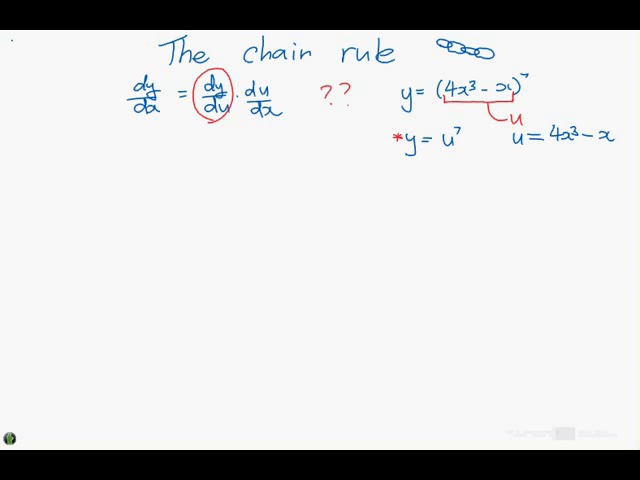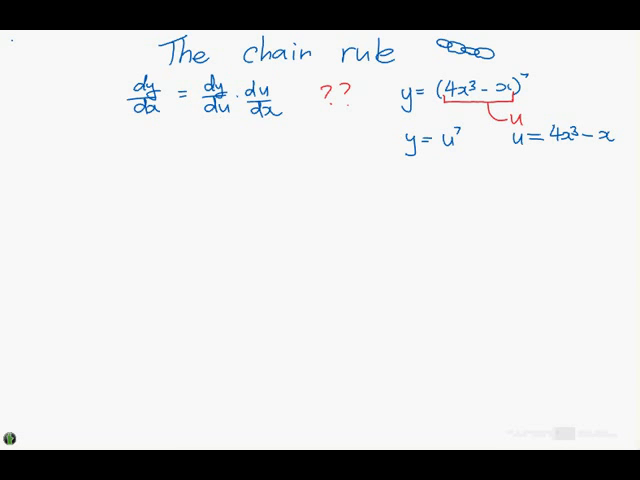Really good, right? And then you also need du dx. Du dx means the derivative of u with respect to x. So you need u as a function of x. Oh, look. U as a function of x. Right there. Aren't we organized? This is excellent. So yeah, we've got what we need.